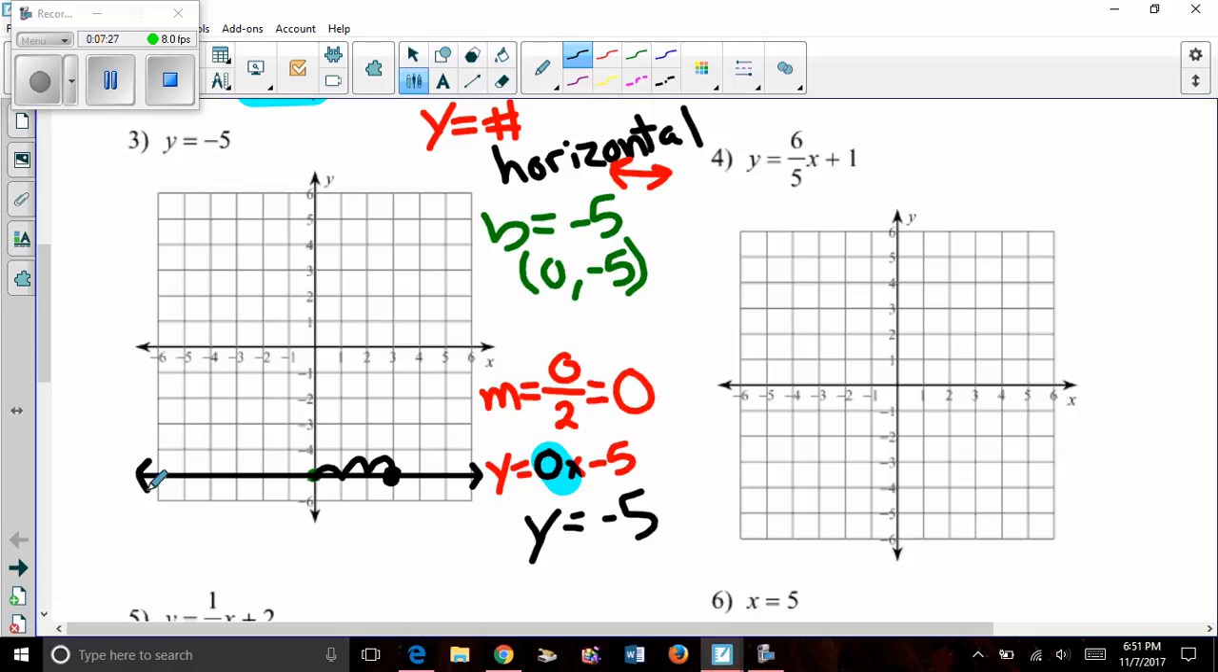You don't have one of these in tonight's homework. Algebra 1 does not have this in their homework tonight, but it's one that if I gave it to you, I'd want you to be able to understand.